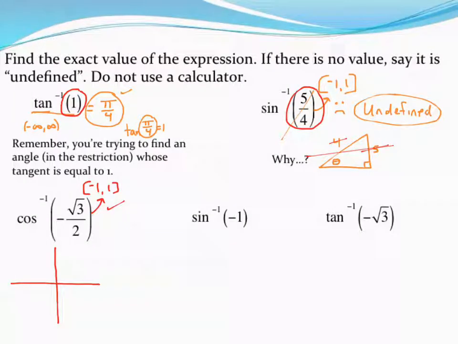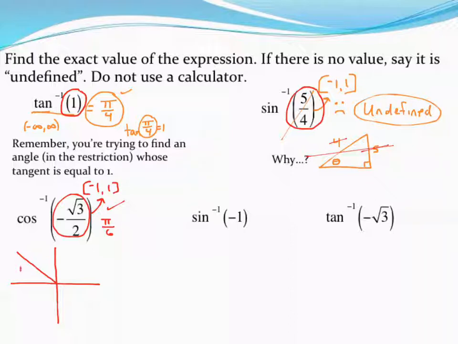The reason that I needed to know that is, since my cosine is negative, I want to draw this pi over 6 in the quadrant where I have a negative cosine. Well, we just said that that's going to be somewhere over here. So that's where I'm going to draw my angle, which is where cosine is negative.